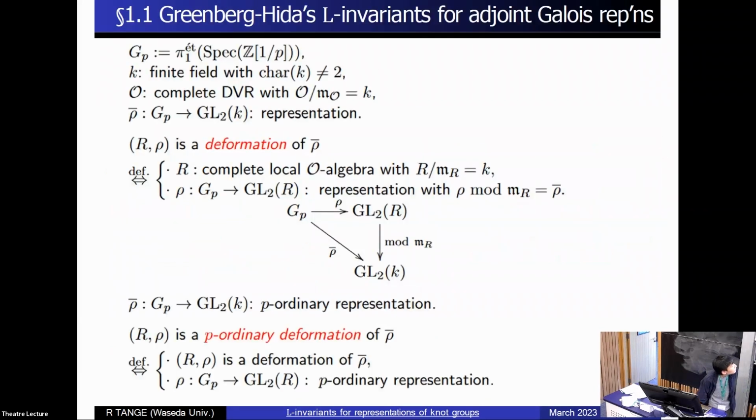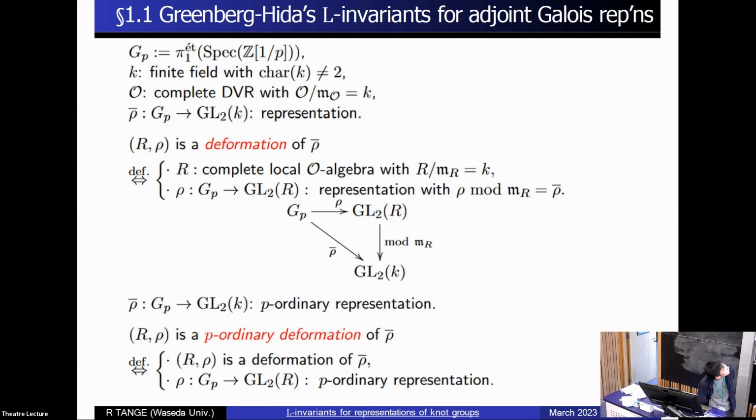In order to define L-invariants, we need to define deformations of representations. In our study, let G be the Galois group and K be a finite field with characteristic not equal to 2, and O be the complete discrete valuation ring with residue field K, and rho bar is a representation from the Galois group to GL2(K).